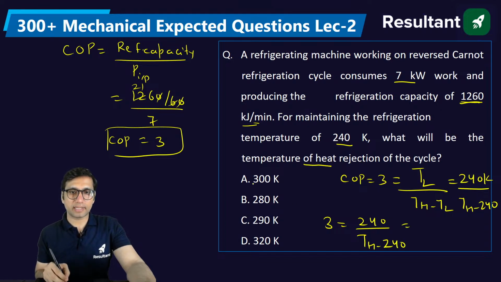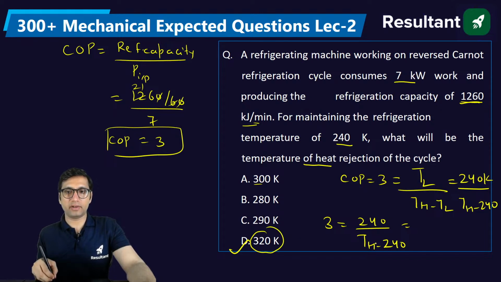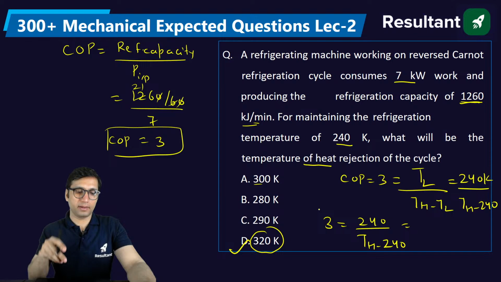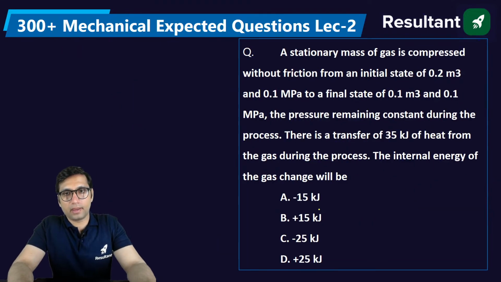You can also select from the options and you will get the right answer. What will be the right answer? Option D, 320. Very good. If you put 320 here, you will get 320 minus 240, and if you solve it, you will get COP 3. So the right answer is option D.